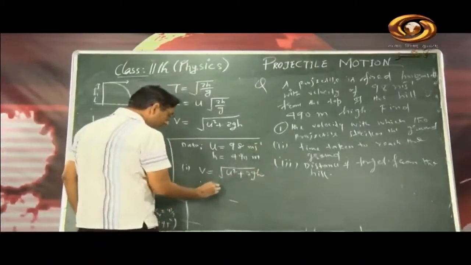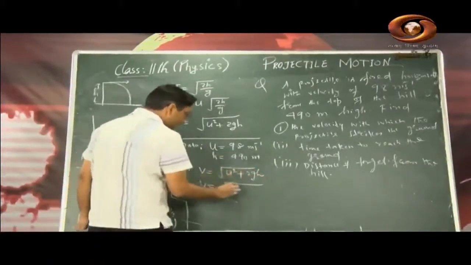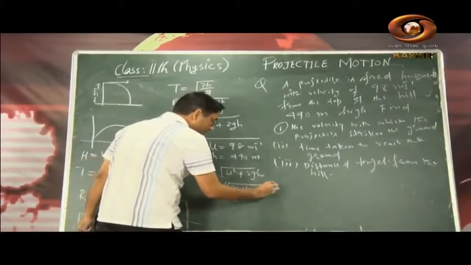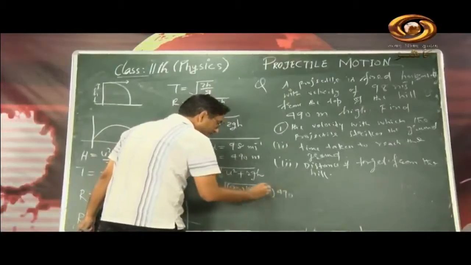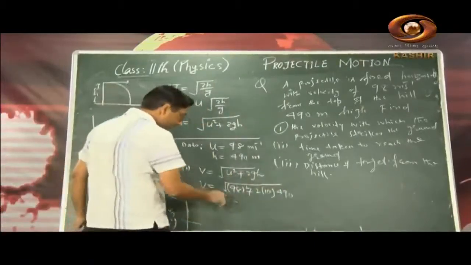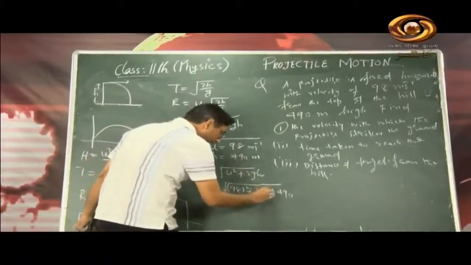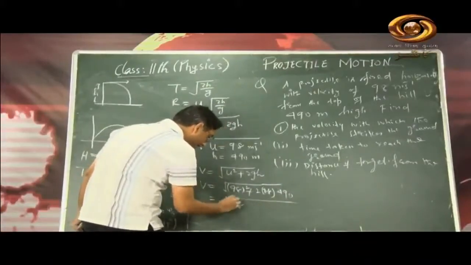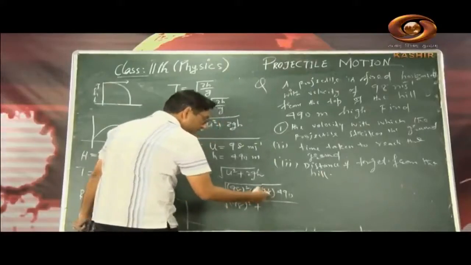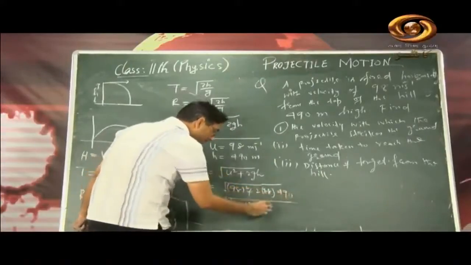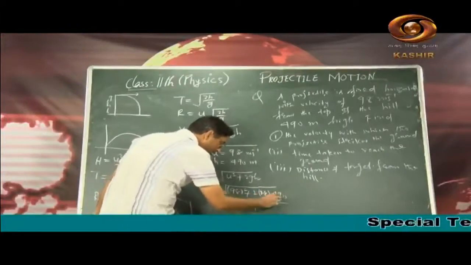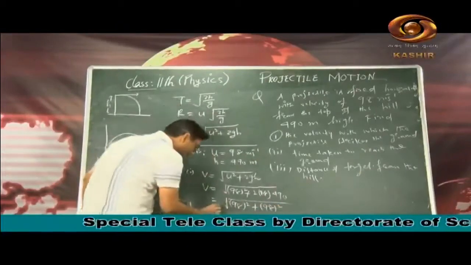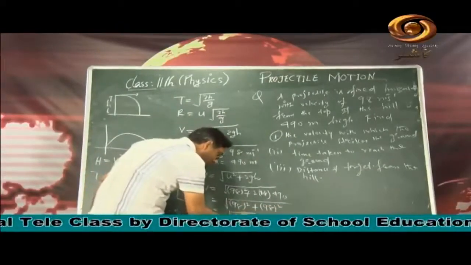So v is equal to under root of u square, where u is 98, whole square, plus twice g, taking 10 approximately, times 490, because the height is given as 490 meters. If we take 9.8 as the acceleration due to gravity, then 9.8 times 10 cancels, 98 by 10 and 10 cancel, 49. So 2 into 49 is 98. This will again become 98 whole square. So v is equal to under root of twice 98 whole square.